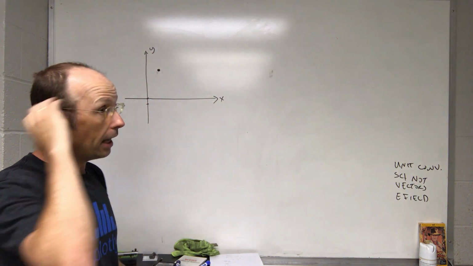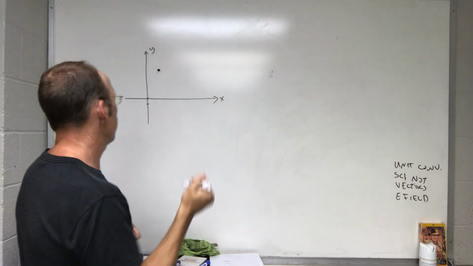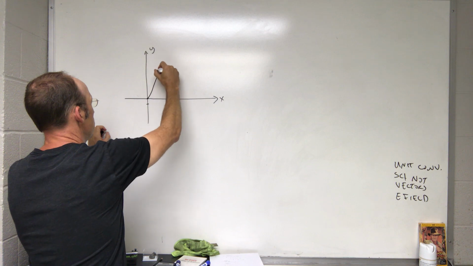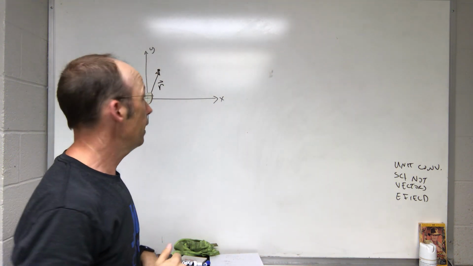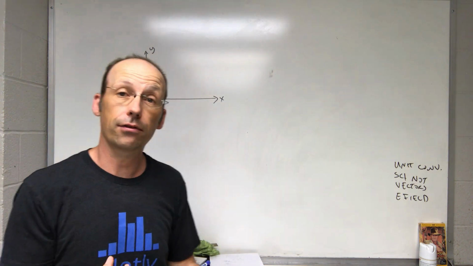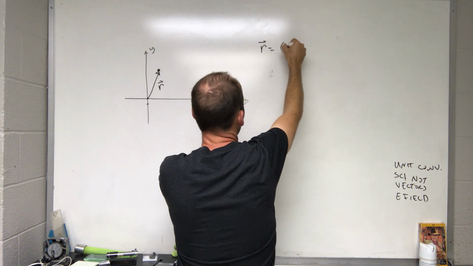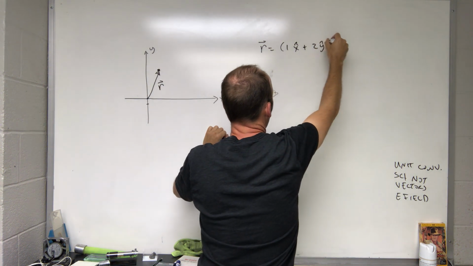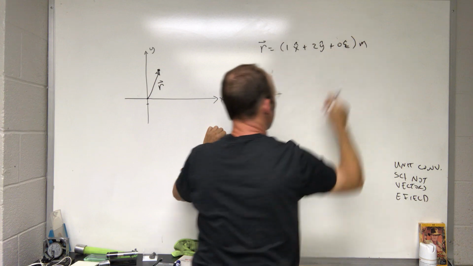So one way that I can represent that location is with the position vector. I'll draw a vector from the origin to my point, and I'll call that the vector r. Okay? And so the textbook I'm going to be using writes vectors in the following way. It would say r equals 1 x hat plus 2 y hat plus 0 z hat meters.